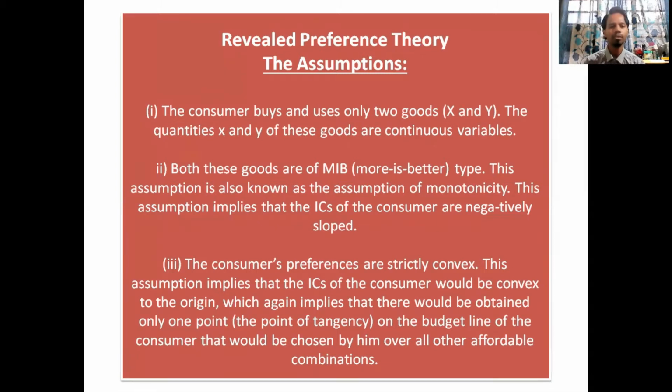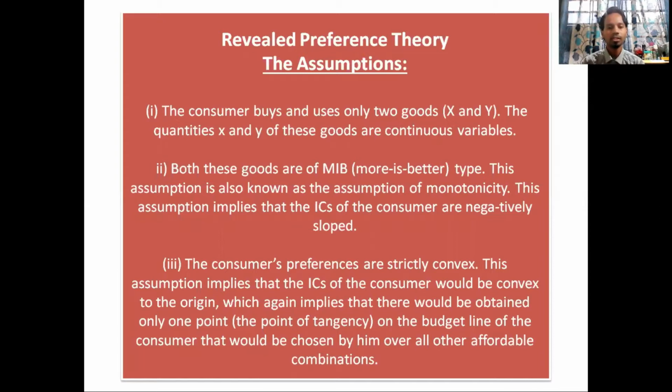Second assumption: both these goods are of MIB, meaning that more is better. Being a consumer, we always like to have more of the product or the things which we are attracted to. We want to buy more or possess more.